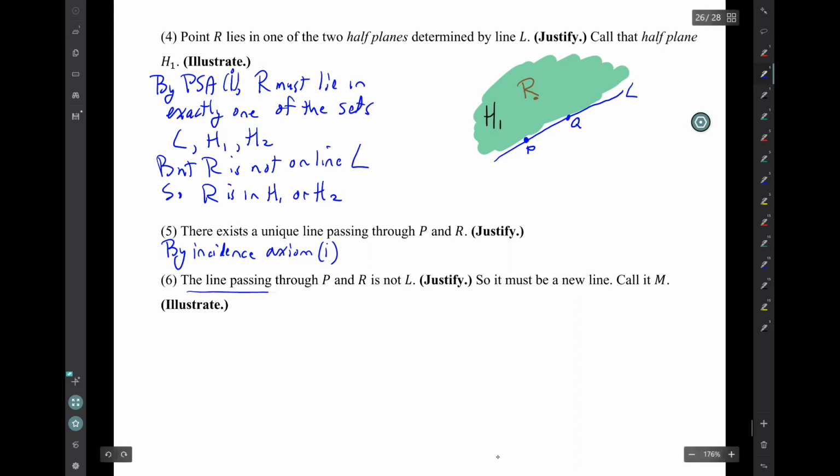The statement is, the line that passes through P and R is not L. How do we know that? Well, we know that the line is not L because we know that R is not on L. So since we know that this line that passes through P and R is not L, then it has to be a new line, which we can call M. And so now we're called upon to illustrate this. So we're going to draw the same configuration of points again.